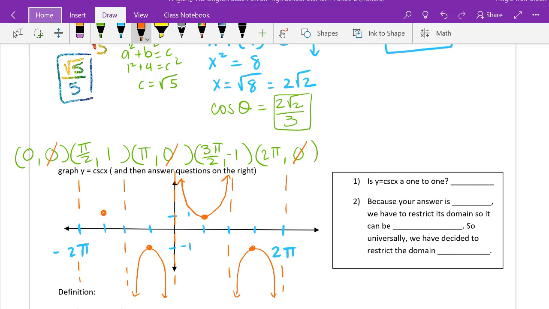Okay. Are these 1 to 1 by the way? No. All right, Josh, you got invited to a group of mathematicians and they said, you have to cut this in pieces so that it gets a 1-to-1 definition. Where would you cut off? Negative pi over 2 to pi over 2.